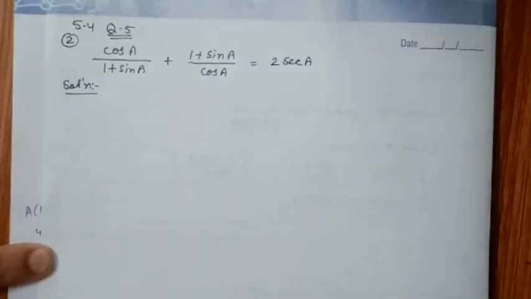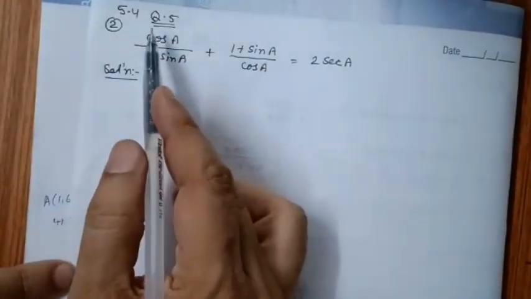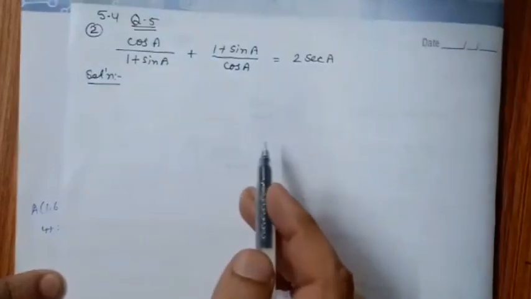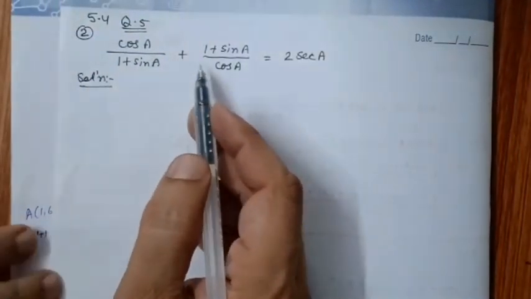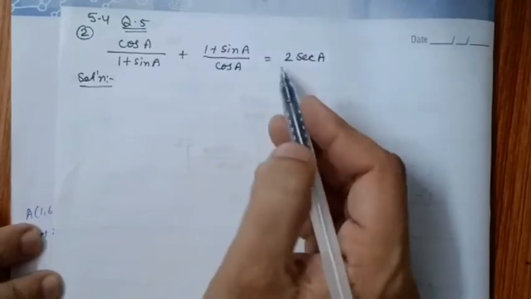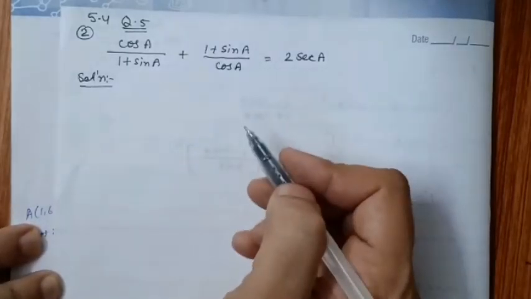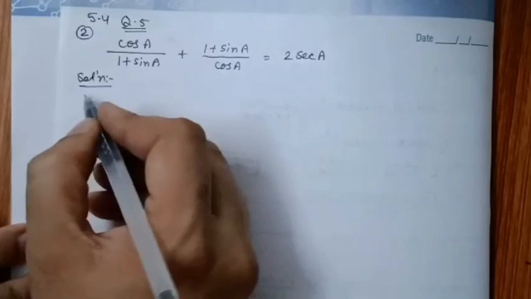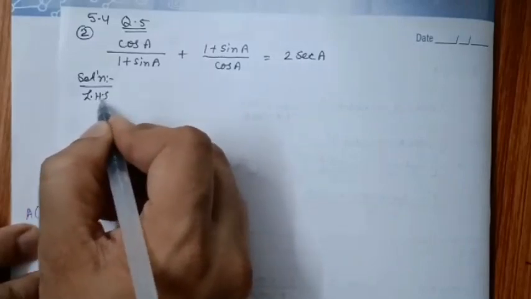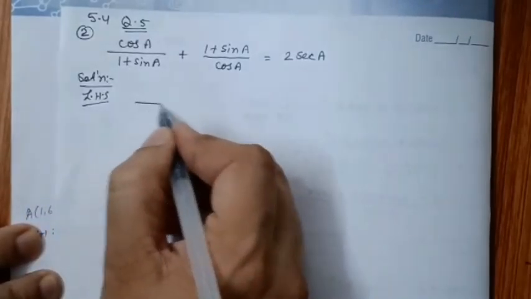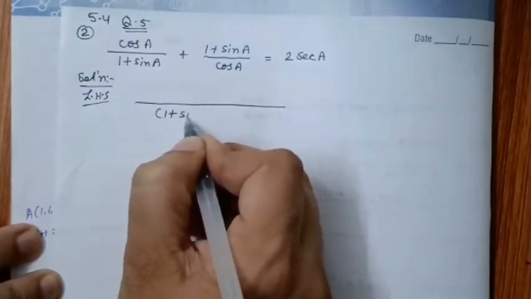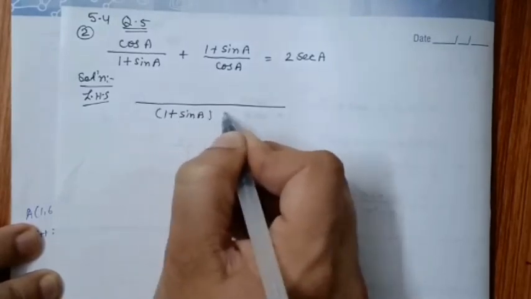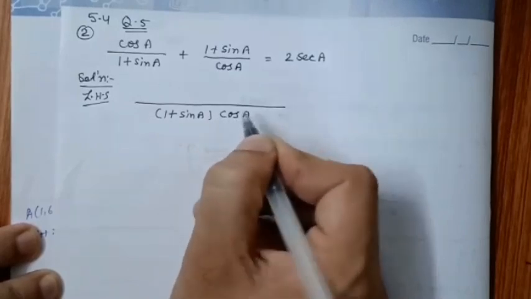Yes, come on, the next question. Question number 5, second part. Cos A upon 1 plus sin A plus 1 plus sin A upon cos A equal to 2 sec A. This you have to prove. See, in LHS, what you can take? You can take LCM, no? So I am taking LCM here. What LCM will come? 1 plus sin A into cos A.